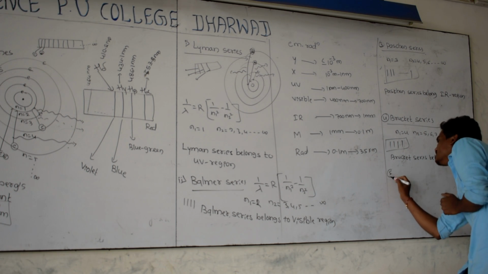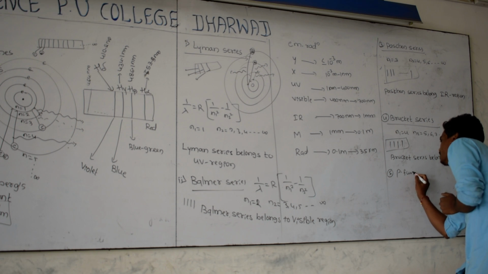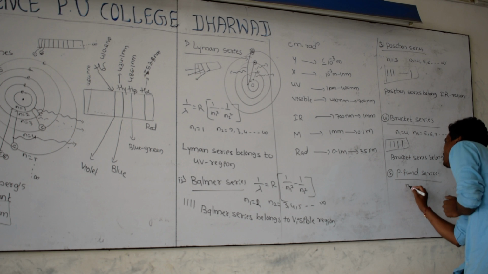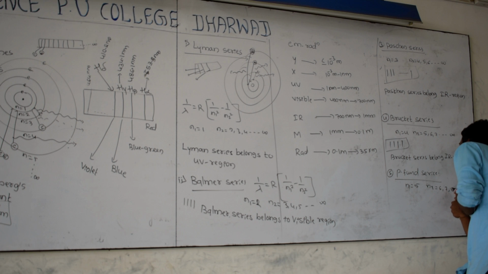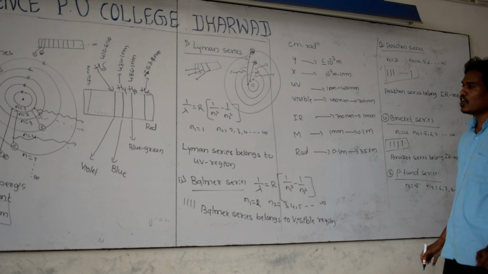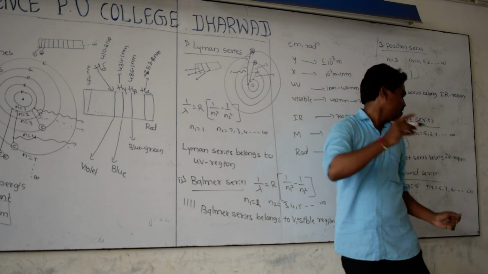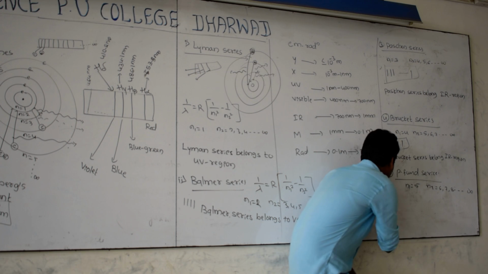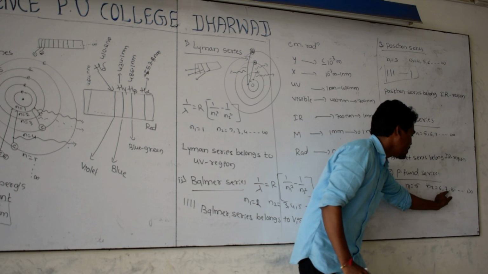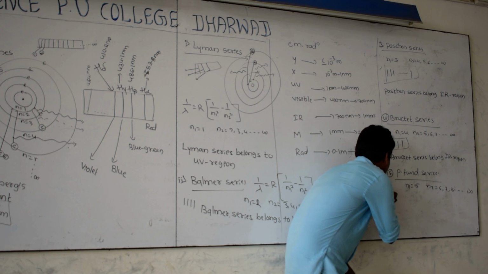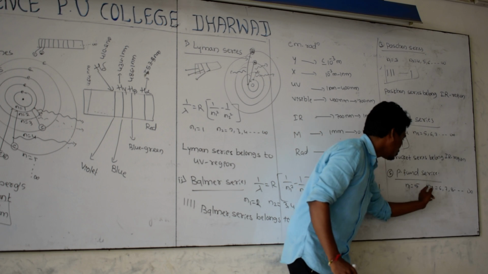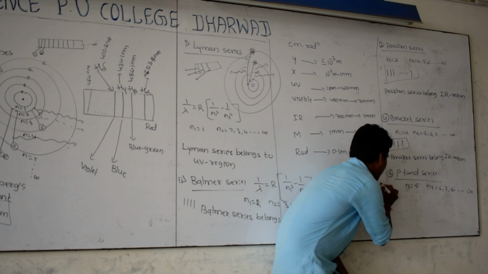Next, the last one is Pfund series. Here n1 is equal to 5, n2 is equal to 6, 7, 8, and so on to infinity. Whenever the electron is jumping from the 6th orbit to the 5th orbit, it releases energy, and you are getting the spectral line on the screen. Whenever jumping from 7 to 5, it releases energy, giving a spectral line. Whenever it is jumping from 8 to 5, you are getting a spectral line on the screen.